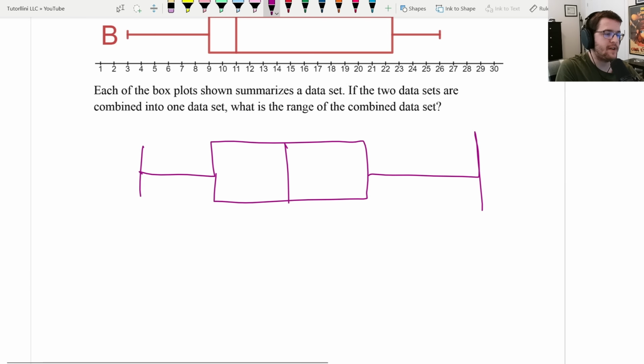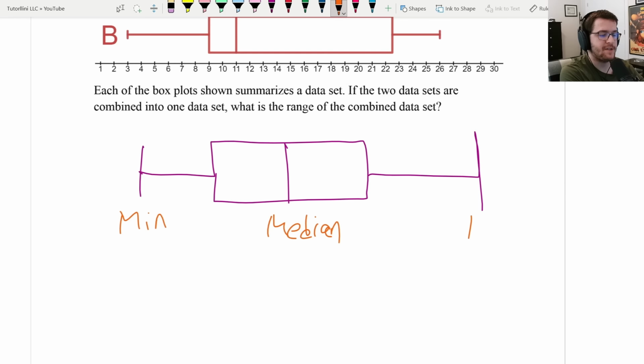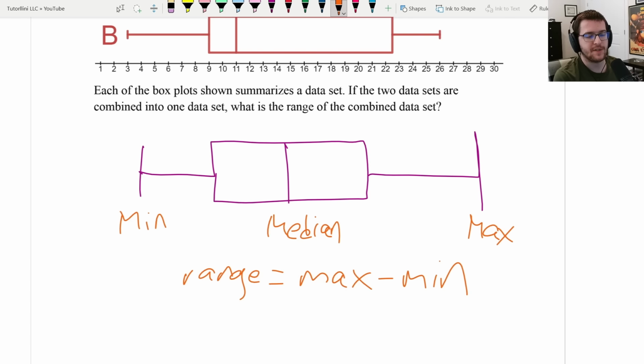So pretty much the vast majority of what you need to know is that this line here tells you the median, this line here tells you the min, and this line here tells you the max. And range, as always, but especially in box plot questions, is max minus min. So the vast majority of the time you see questions like this, they want you to find the range or the median. So let's see here.